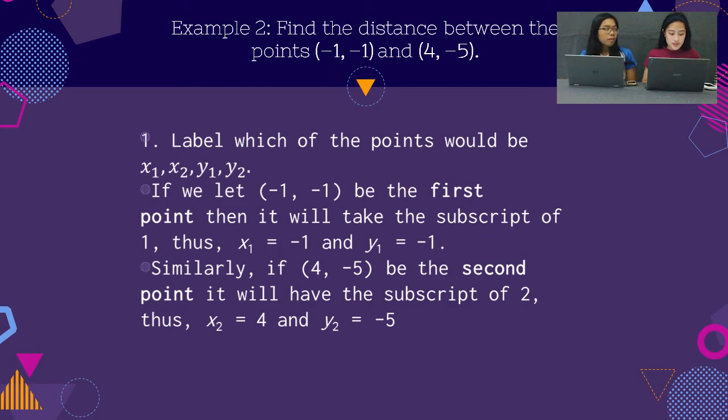This is for our example number 2. Find the distance between the points (-1, -1) and (4, -5). The first step is to label which of the points would be x sub 1, x sub 2, y sub 1, y sub 2. If we let (-1, -1) be the first point, it will take the subscript of 1. Thus, x sub 1 is equal to -1 and y sub 1 is equal to -1. Similarly, if (4, -5) is the second point, it will have the subscript of 2. Thus, x sub 2 equals 4 and y sub 2 equals -5.